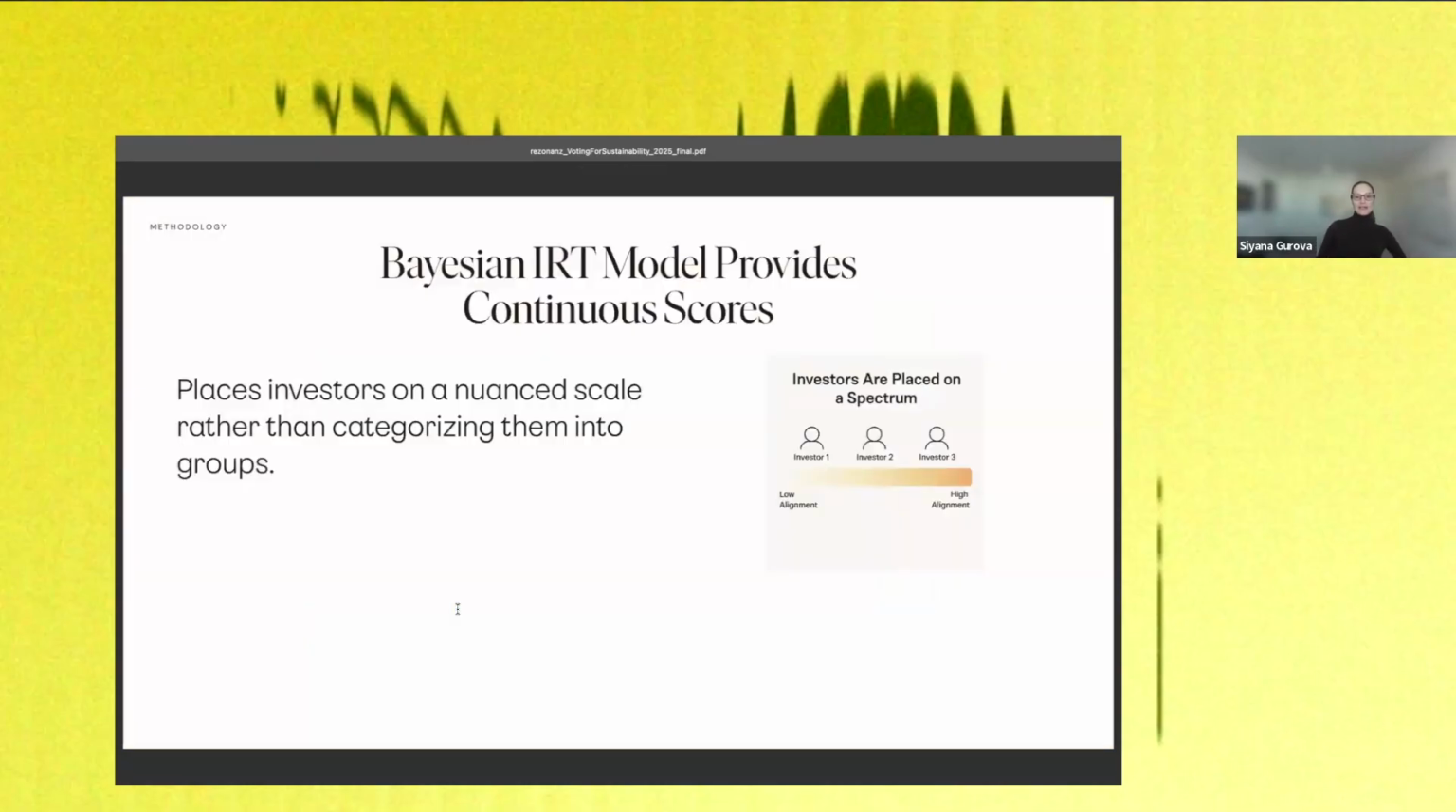Finally, the model places each investor along a continuous scale, so not simply sustainable or not sustainable, but somewhere in between. This gives us a comparable way to measure sustainability alignment across all the hundreds of investors that we have analyzed. And the outcome is a single score between 0 and 1, where higher scores indicate stronger alignment with sustainability. And that's how we build the scores behind the ranking.